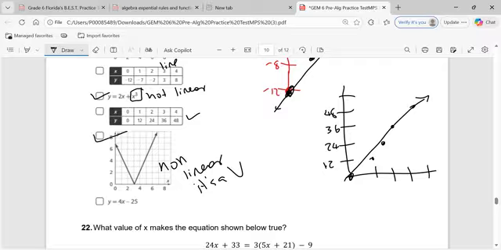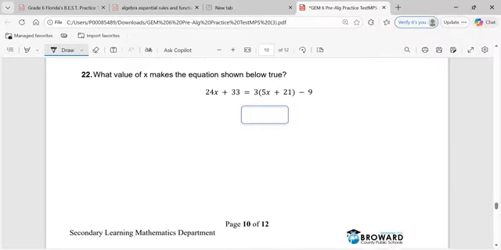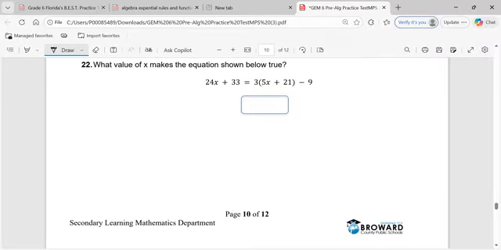So that's nonlinear. And then we know that last one is. All right, so let's go. 22, what value of x makes the equation true below? We're going to have to solve. Told you solving equations would be here. So let's solve this equation.